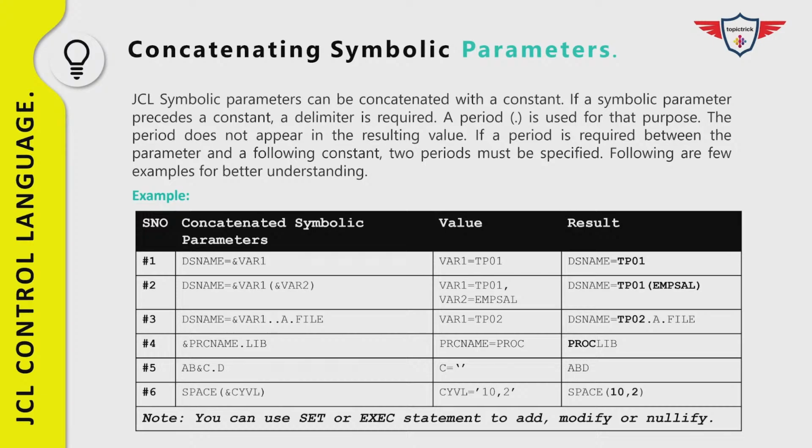Similarly, in the fourth example, I want to concatenate a symbolic parameter with text. So in this case, &PRC..LIB. You notice that there is a single dot because I want that after the symbolic parameter value, there should be a text, right? So in this case, I've specified PROC as an input value to the symbolic parameter, and the output is PROCLIB. So this is how you can create the member name or dataset name or any other job control statement as per your requirement.